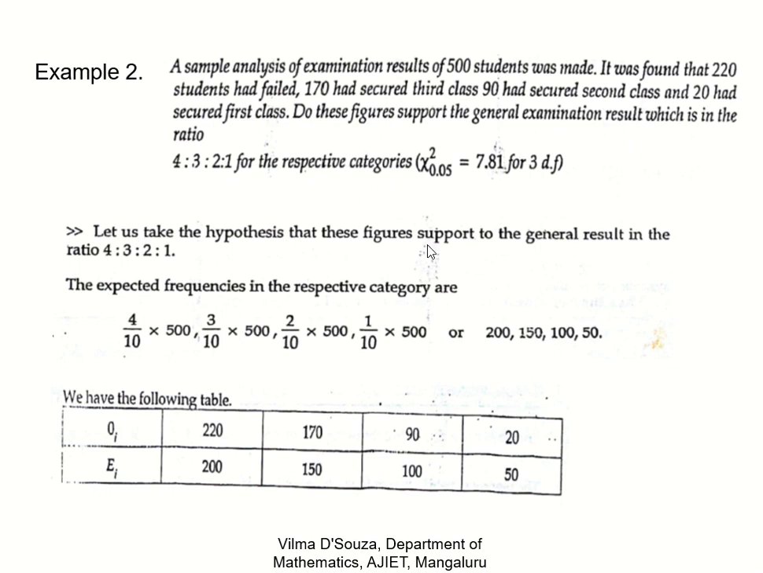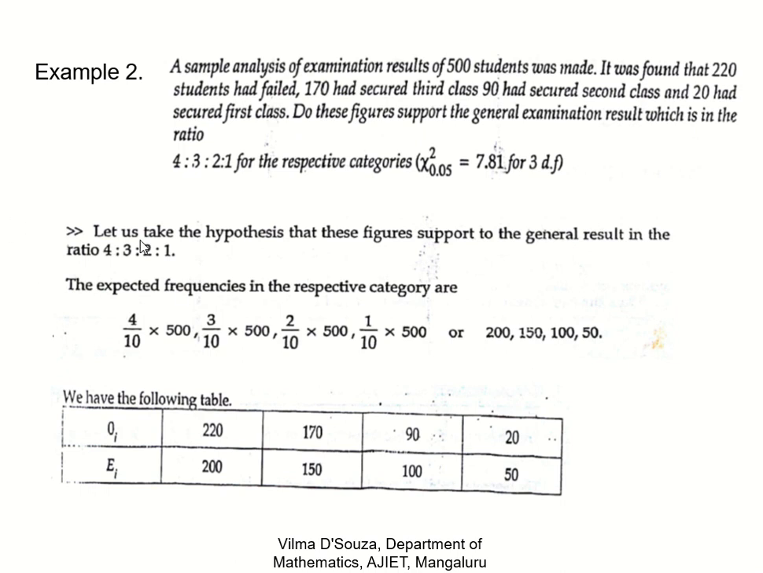So what should be your hypothesis? Let us take the hypothesis that these figures support the general result in the ratio 4 is to 3 is to 2 is to 1. You are supposed to test the hypothesis, right? Test the hypothesis whether these figures support the general examination result which is in the given ratio. Now you assume the hypothesis that these figures support the general examination result which is in the ratio 4 is to 3 is to 2 is to 1.